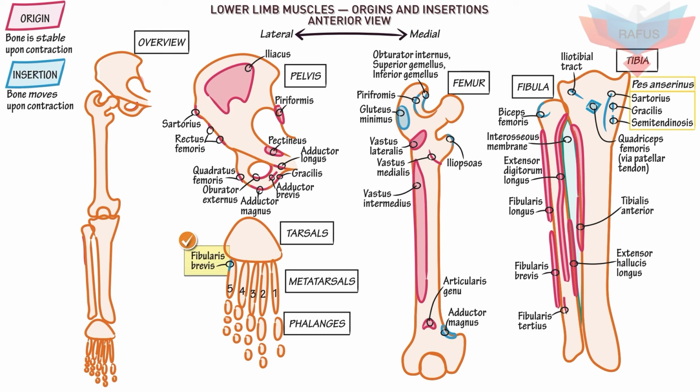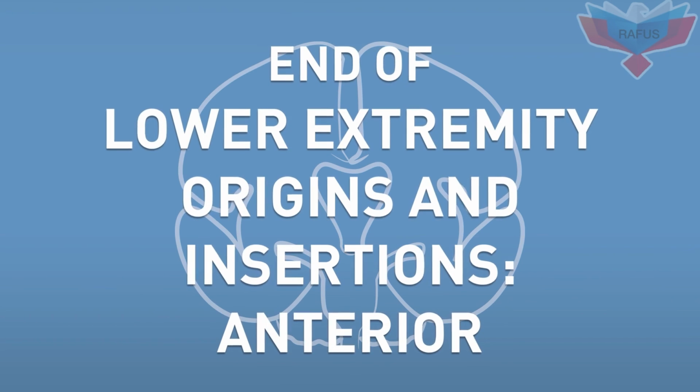Fibularis brevis and fibularis tertius insert on the proximal portion of metatarsal 5. Extensor digitorum longus inserts on the bases of the middle and distal phalanges of toes 2 through 5. Extensor hallucis longus inserts at the base of the distal phalanx of digit 1, also known as the big toe. This concludes our diagram.